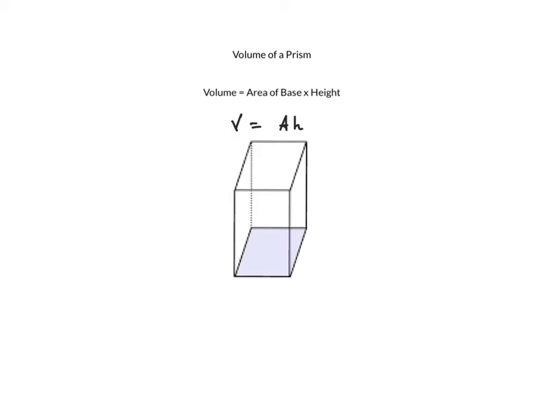The volume of a prism is given by the formula V equals area of the base times the height, and we can abbreviate that to V equals AH, where A is this area here, the area of the base, and the height is this dimension here.